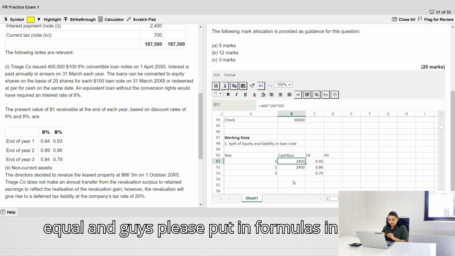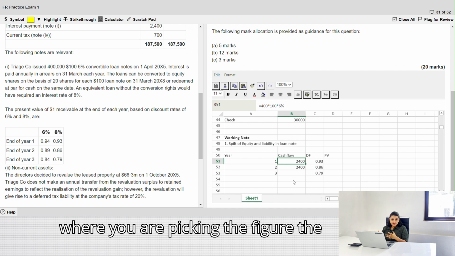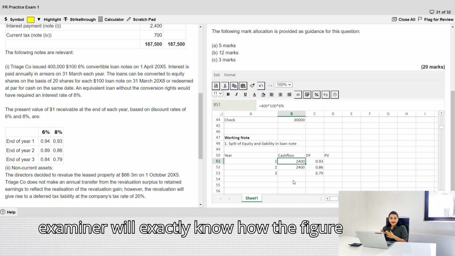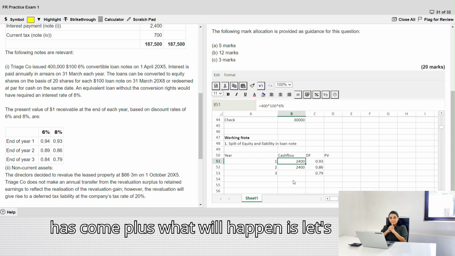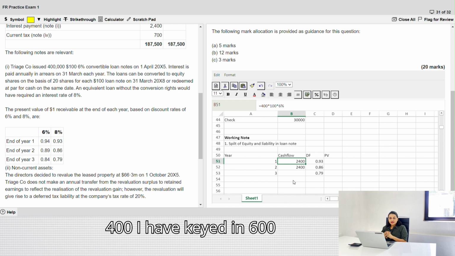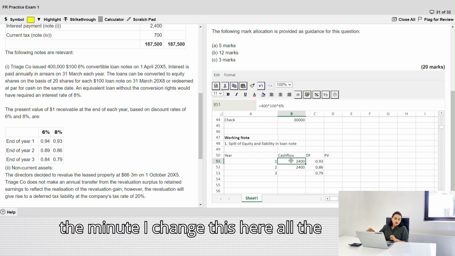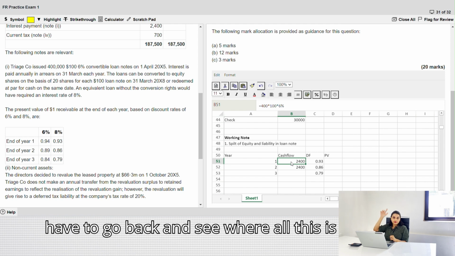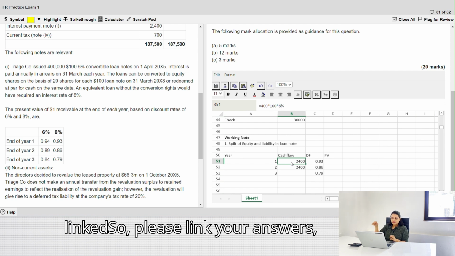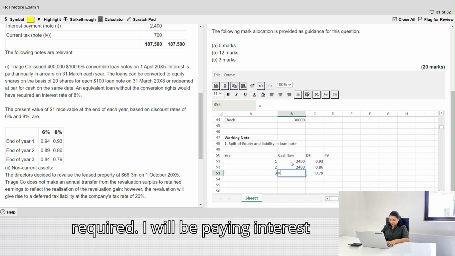And guys, please put formulas in your Excel so that someone knows from where you are picking the figure. The examiner will exactly know how the figure has come. Plus, let's say I have a typo error here: instead of 400, I have keyed in 600. If I have linked this somewhere, the minute I change this, all the linkings will also change. I don't have to go back and see where all this is linked. So please link your answers, please put all the formulas as and when required.